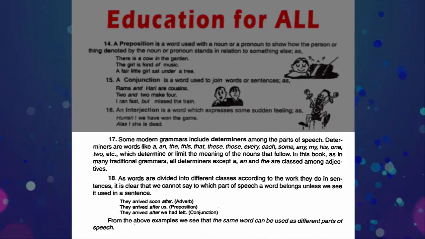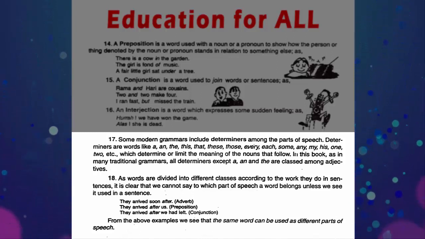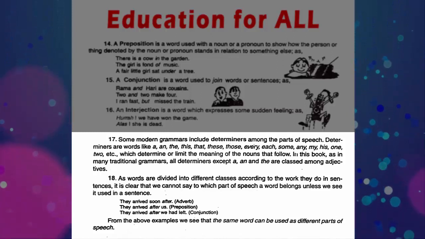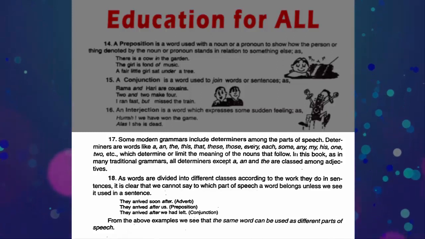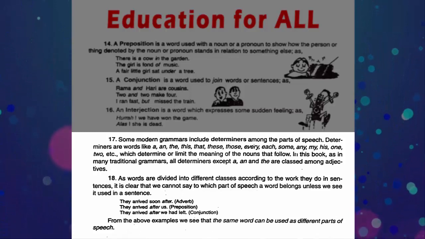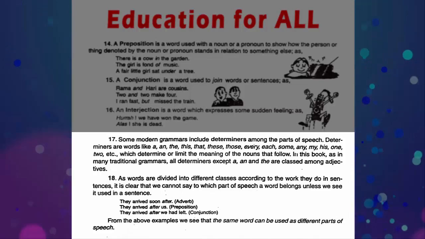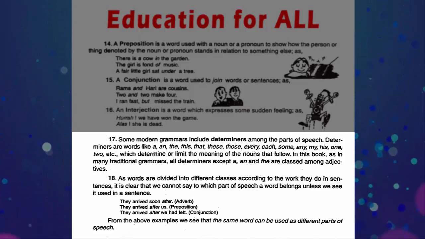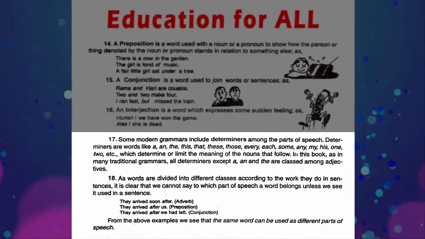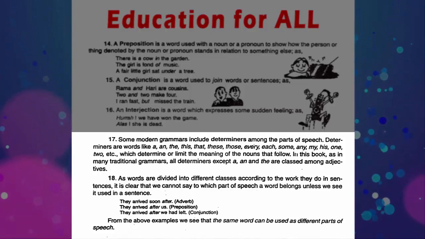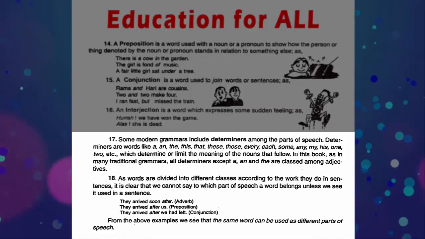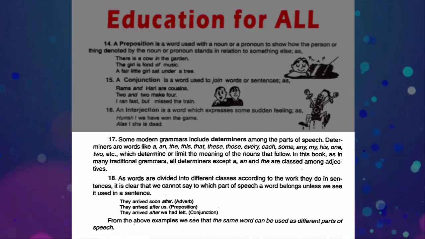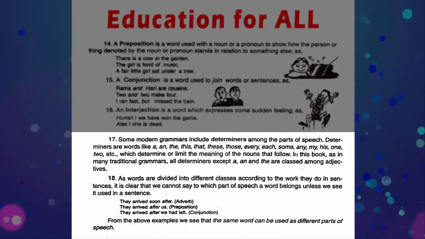As words are divided into different classes according to the work they do in sentences, it is clear that we cannot say to which part of speech a word belongs unless we see it used in a sentence. They arrived soon after. Adverb. They arrived after us. Preposition. They arrived after we had left. Conjunction. From the above examples we see that the same word can be used as different parts of speech.